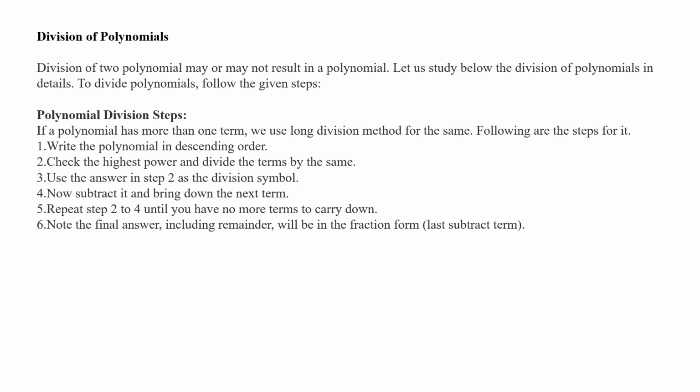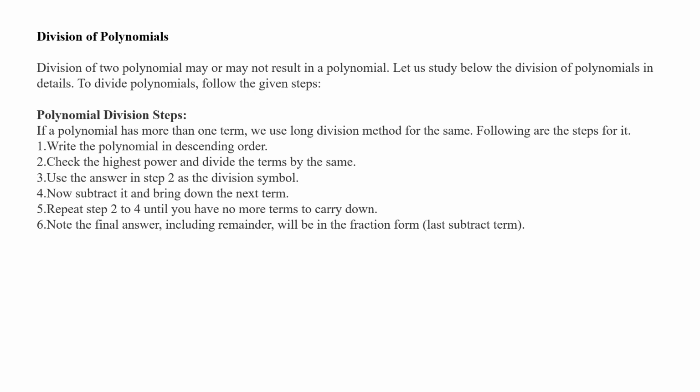This is the simple thing: you have to check the highest power first. If you don't have the highest power and you are dividing, you are unable to find the remainder, or unable to get zero in the remainder case. Use the answer from step 2 as the division symbol, so you follow the first and second points. Now subtract it and bring down the next term. This is the further step, and without an example you can't understand it.